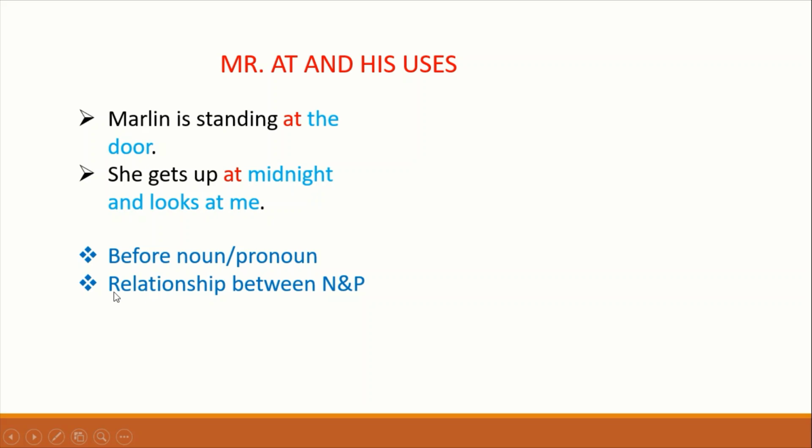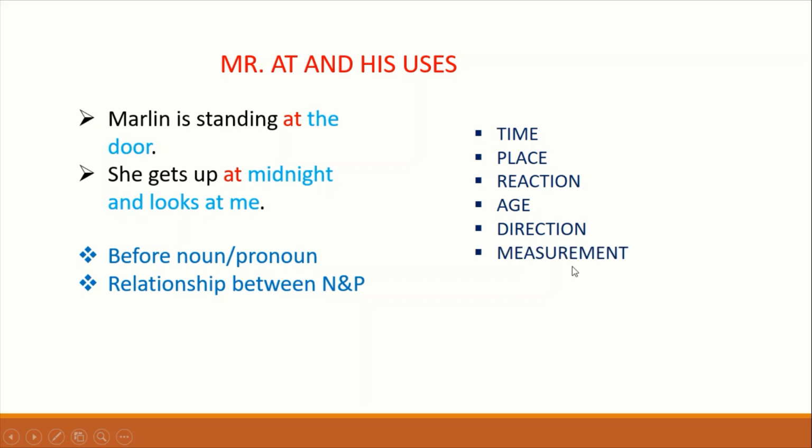There are different kinds of relations. Let us look at them. The preposition at indicates time. It indicates a place. It indicates a reaction. It indicates a direction. It indicates measurement.